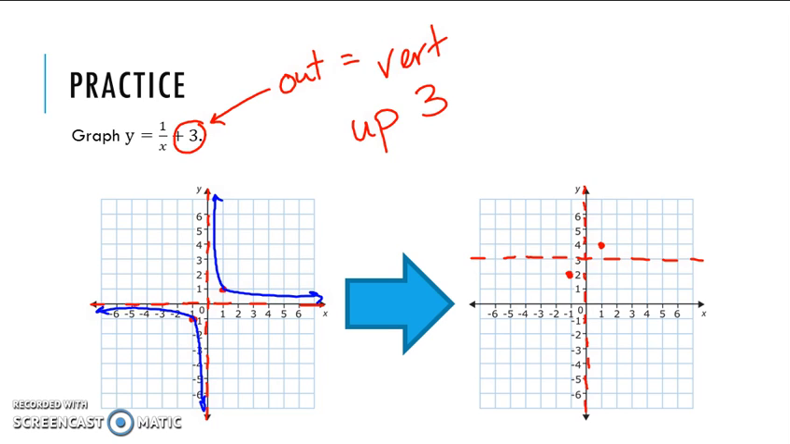Okay, so we've got our 2 points and our asymptotes. Now I just need to add my swoops. And that is a shift for the outside.